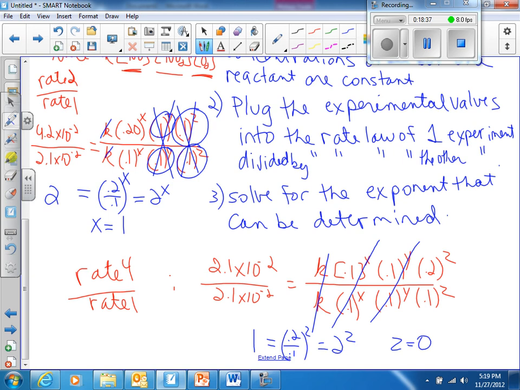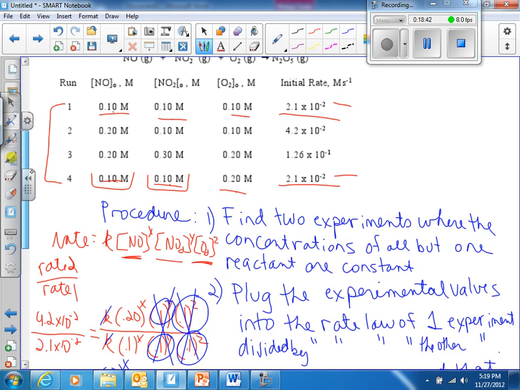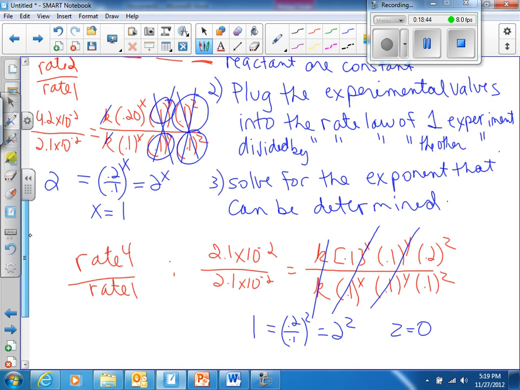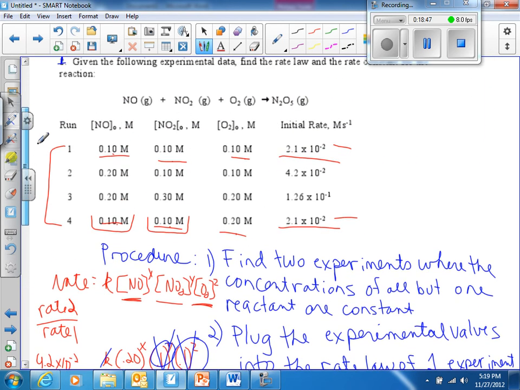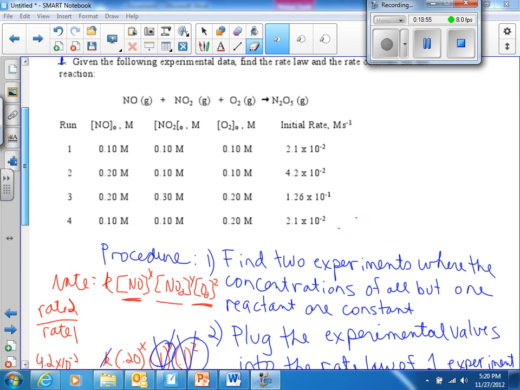Okay. Now, for the last one, let's see, what did we find? We found z and we found x. We need to find y. So it turns out, I don't think there's two more where something is constant. There aren't. So you might have gotten stuck and you're probably watching the video right now. So we don't have one where there are two chemicals constant, but NO2 is changing.